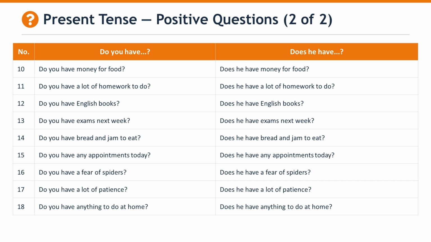Do you have bread and jam to eat? For he, does he have bread and jam to eat? Do you have any appointments today? For he, does he have any appointments today? Do you have a fear of spiders? For he, does he have a fear of spiders? Do you have a lot of patience? For he, does he have a lot of patience?